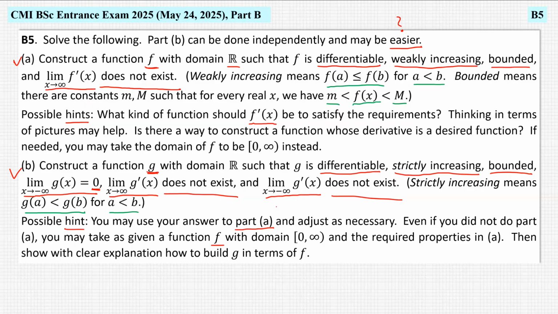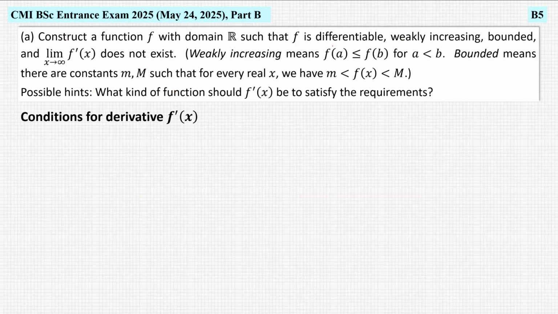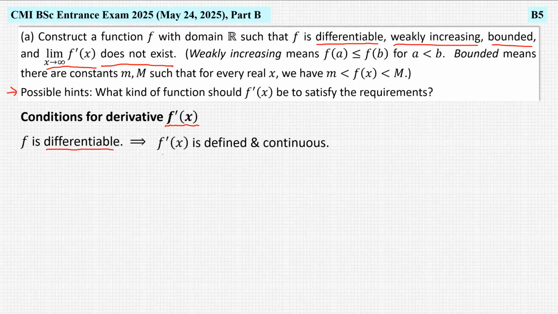Alright, so problem A, finding function f that is differentiable, weakly increasing, bounded, and the limit of the derivative at infinity does not exist. Just like the hint suggests, let us deduce some conditions that the derivative f prime of x should satisfy using the restrictions given in the problem. First, what can be inferred from the fact that f is differentiable? Well, we can infer that the derivative f prime of x is defined and continuous everywhere.